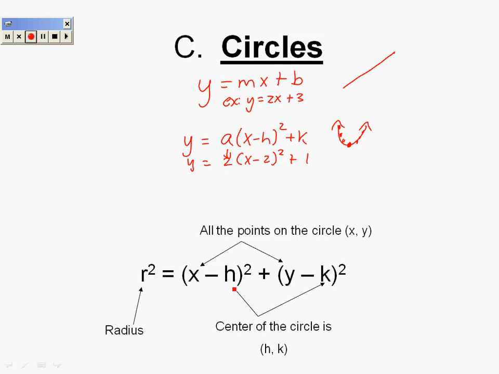And when you have one circle, how many radiuses does it have? It has only one radius, so that number is going to be fixed also. But the x and the y will stay as variables because there's an infinite number of points on a circle, more than just one.